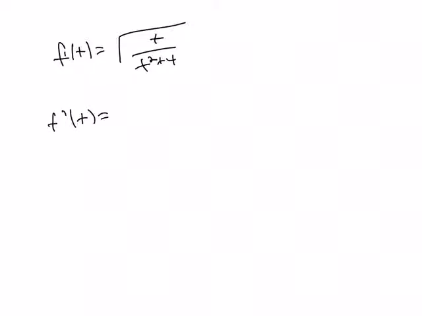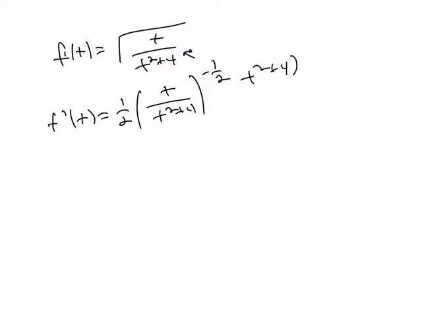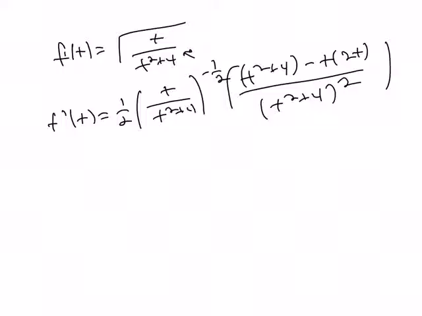So the next problem is problem 36, which we have f of t is equal to the square root of t over t squared plus 4. So f prime of t is equal to a half of t over t squared plus 4 to the negative a half. And now we're taking the derivative of the thing inside. So we get t squared plus 4 times t times the derivative of t, which is 1, minus t times the derivative of t squared plus 4, which is 2t, all over t squared plus 4 squared. That's being multiplied with that.